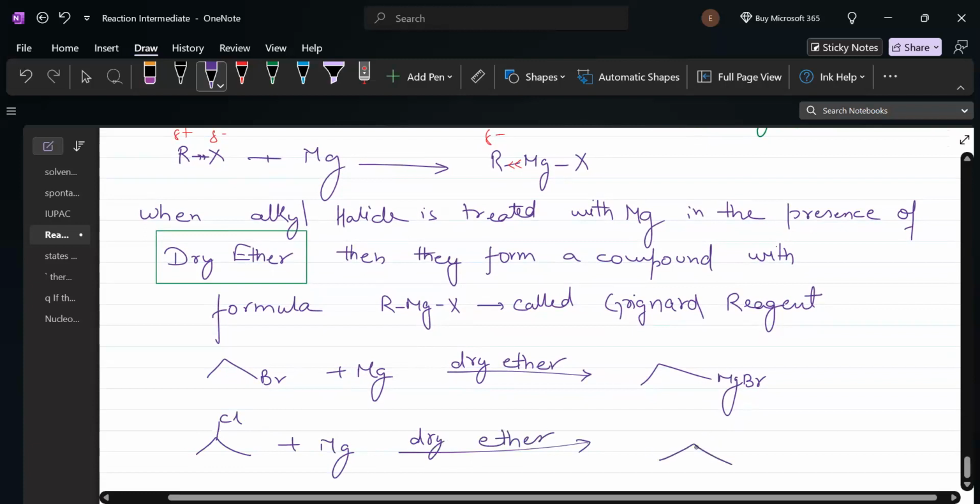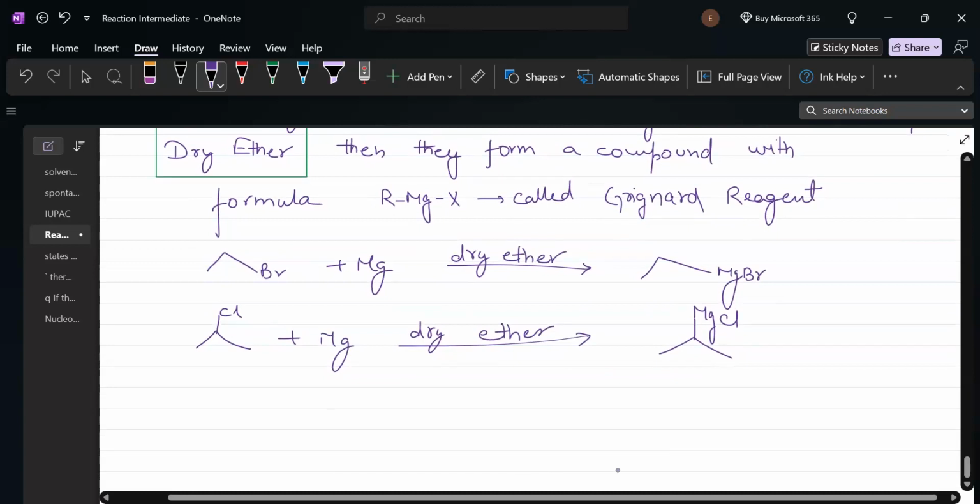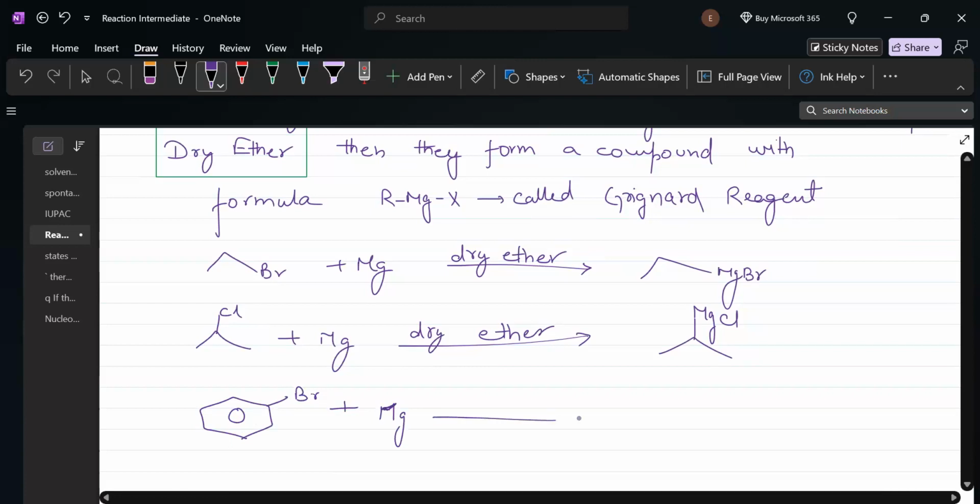Obviously, Mg will get attached directly with it, and chlorine will come here. This will happen with every possible case. There is no rule about alpha, beta, hydrogen, carbon, nothing else. If you see haloalkanes and magnesium with dry ether, just form a Grignard reagent. That is it.